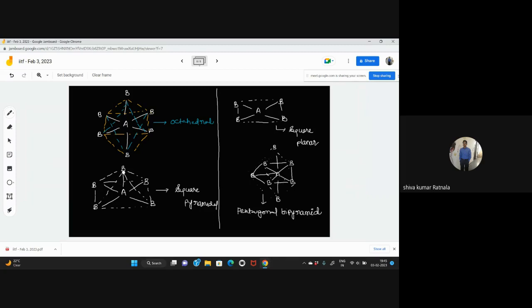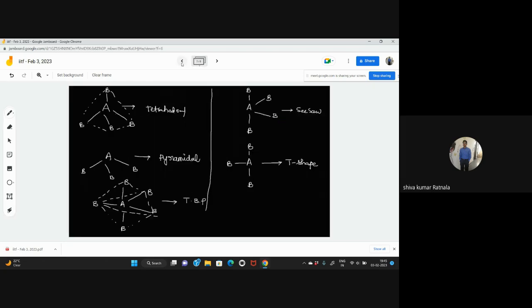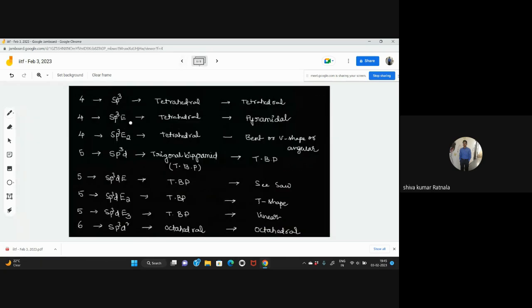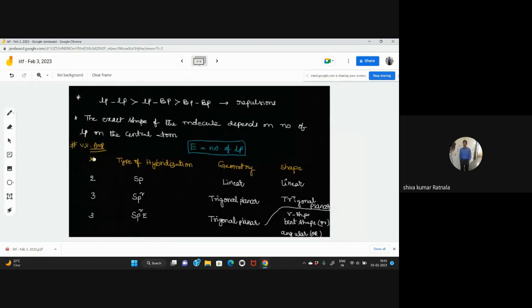Now what you people do is, the structures which I have written in this table, that table you need to learn and come tomorrow. Tomorrow in class, I will tell you how to calculate X. From that, in a molecule, how to predict geometry, hybridization and shape. That I will discuss tomorrow. Okay, students?